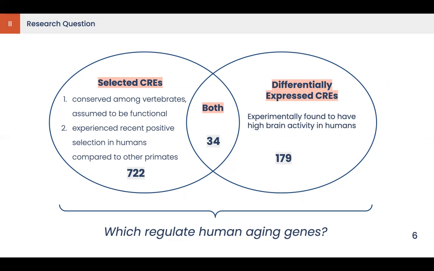So by researching these two categories, we can understand which active and brain-related regulatory regions have been selected for throughout evolution. And so what I was curious about is which of these CREs regulate known aging genes. Humans have many unique aging phenotypes when compared to other primates. So I was curious whether the selected and active regulatory regions have links to these genes that are known to regulate human aging.